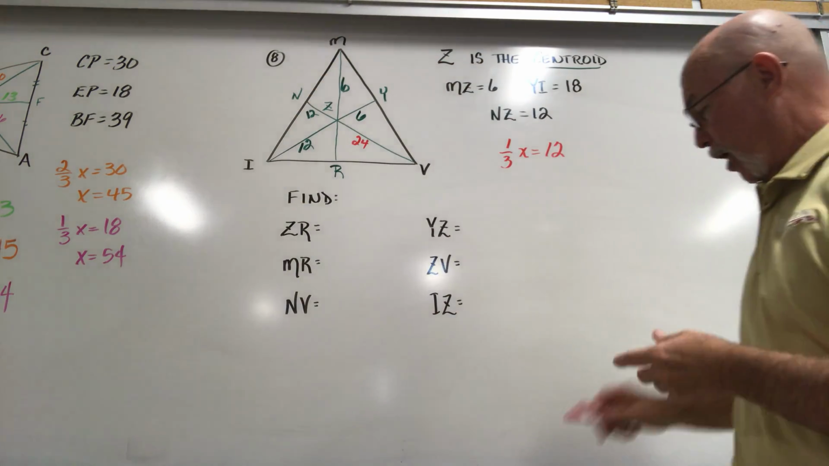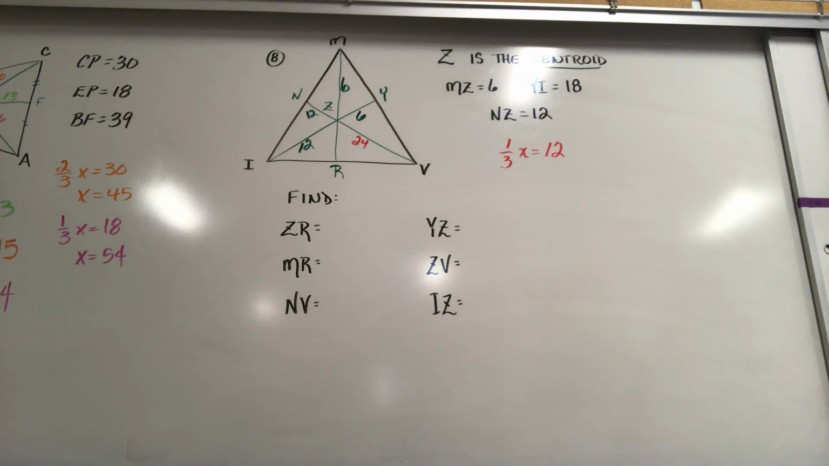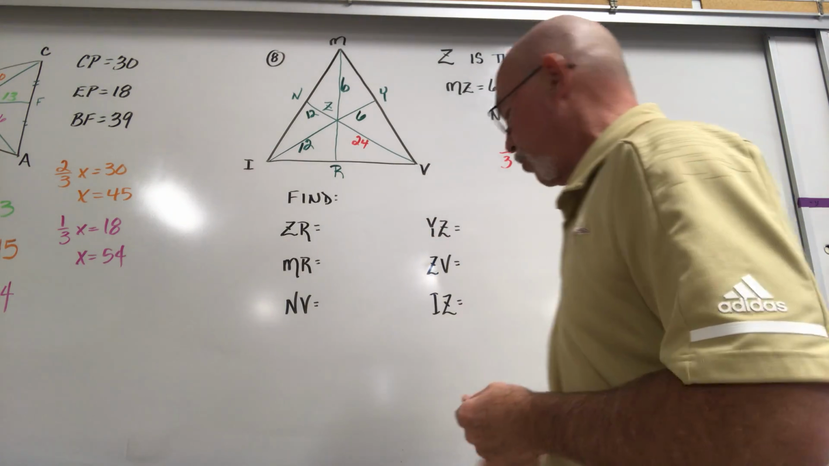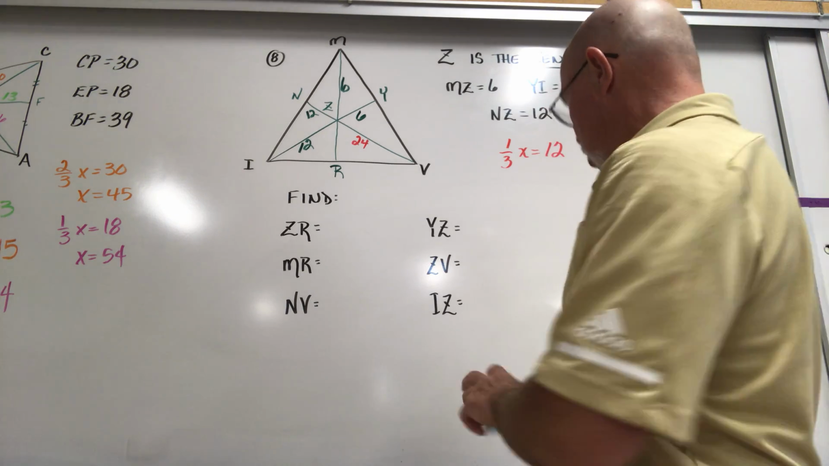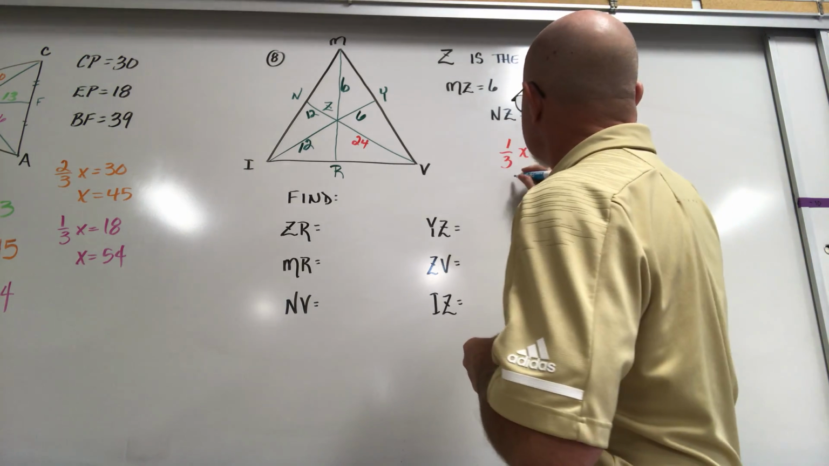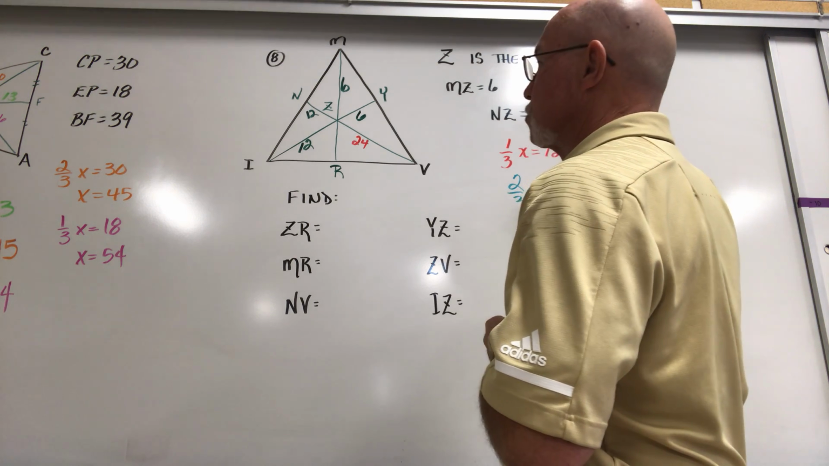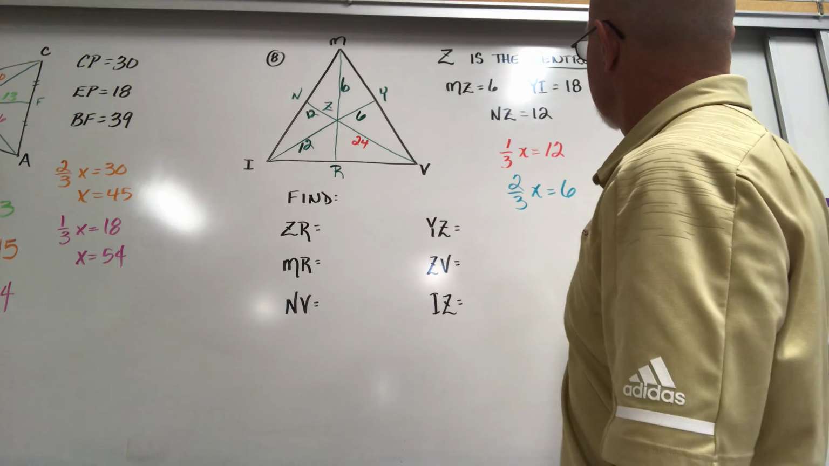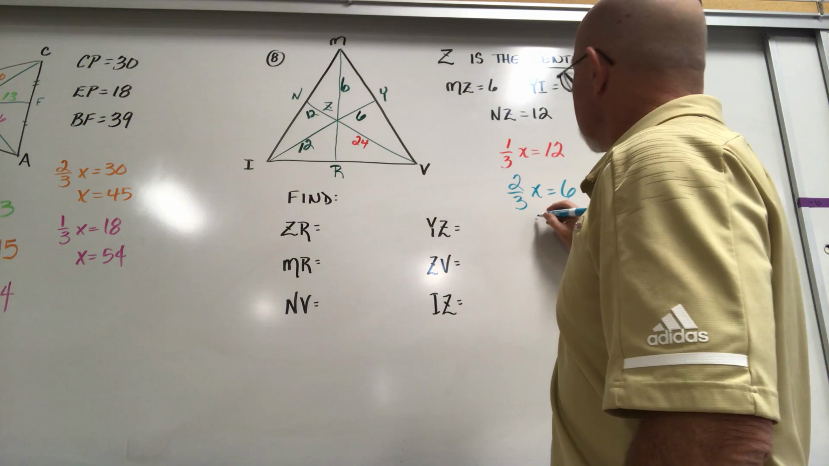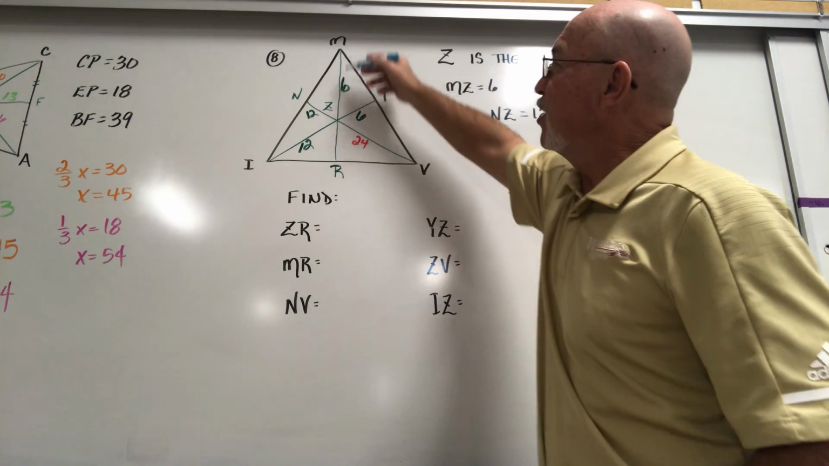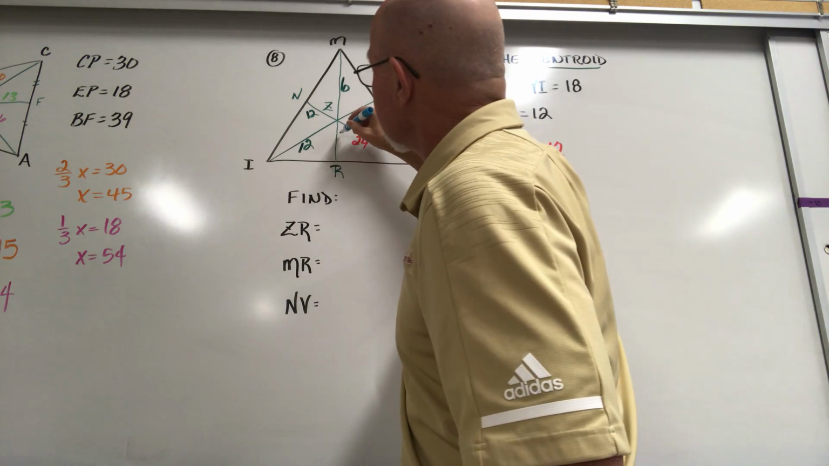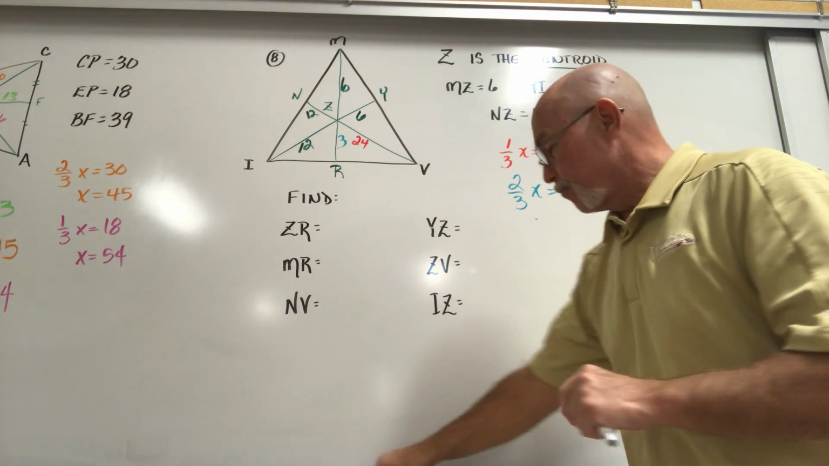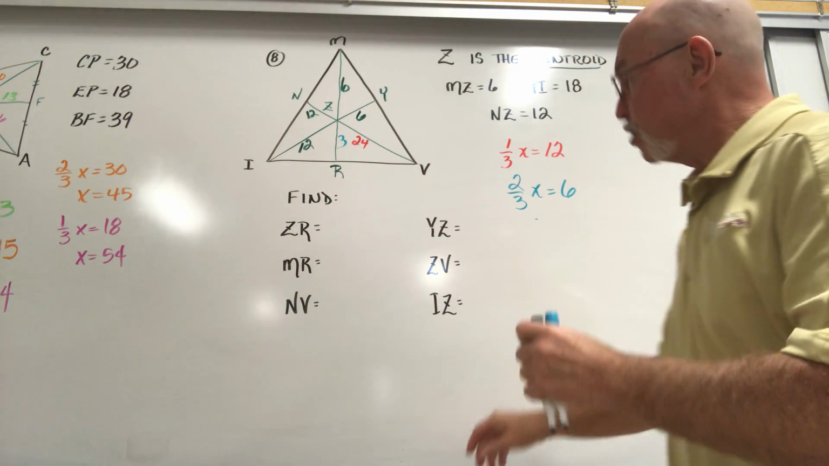And we've already got an easy one going here. 6 is 2/3 of the entire length. So let's use this. That means the whole thing is 9. 9 minus 6 is 3. There are all of my segments. That's how we're going to solve this.